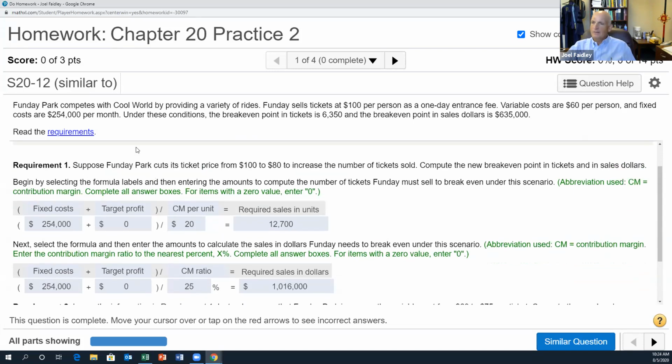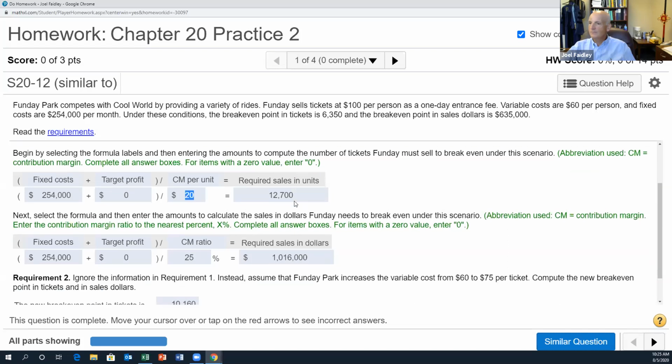But really, if you understand practice set 1, this shouldn't be any more difficult. It says they sell tickets for $100 a person, 1 day entry. Variable costs are $60, fixed costs are $254,000. Break-even point is 6,350 units, and break-even point in sales dollars. So they give you all that information. Now the question is, what if they cut the ticket price from $100 to $80, right? So now 80 minus $60 is 20, isn't it? See? So now my required sales units has gone up from 6,350 all the way up to 12,700. Right, that's a big jump. I have to sell a lot more if I lower the ticket prices.